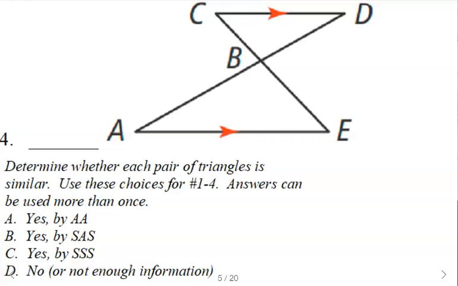All right, here we've got vertical angles that are congruent, and then we've got parallel lines cut by transversals, so alternate interior angles are congruent. Once you get to two pairs of angles that are congruent, then you know that you have similar triangles by angle, angle.